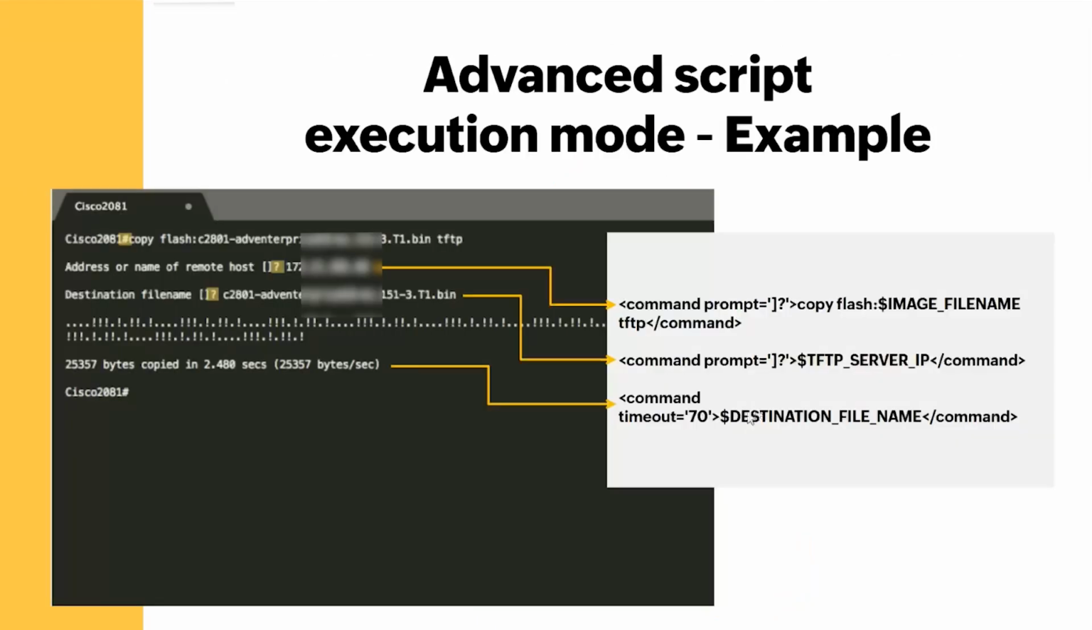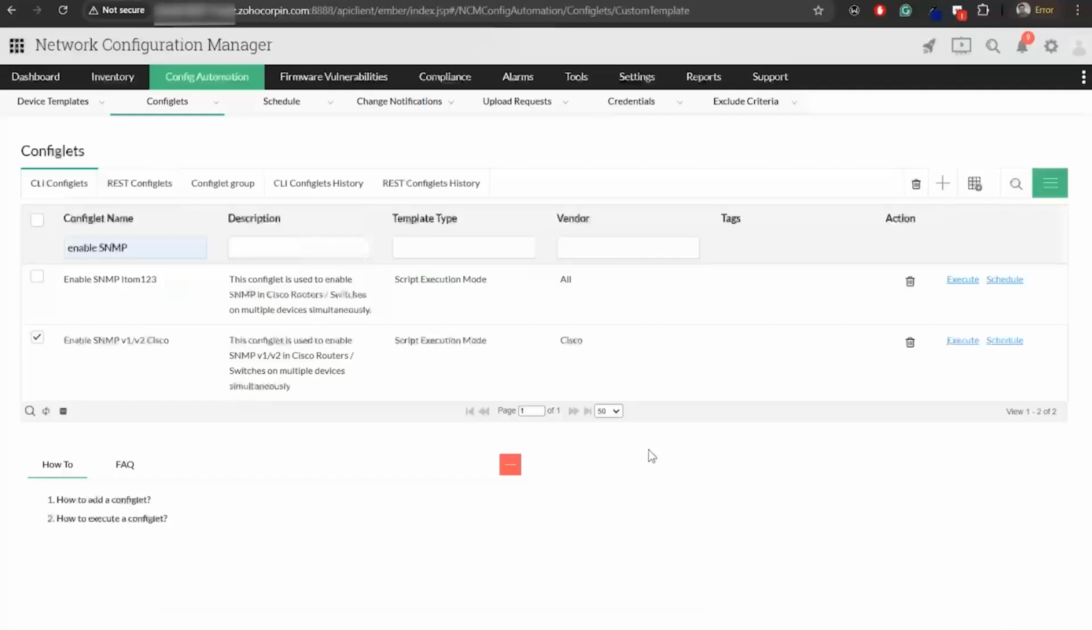So let's look at an example of advanced script execution mode command. On the left, you'll see the telnet output, and on the right, you'll see the configlet content as it appears in Network Configuration Manager's UI. So let me walk you through an example of the advanced script execution mode command.